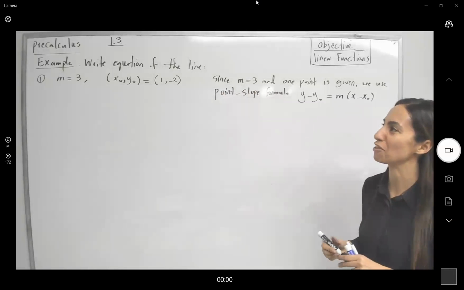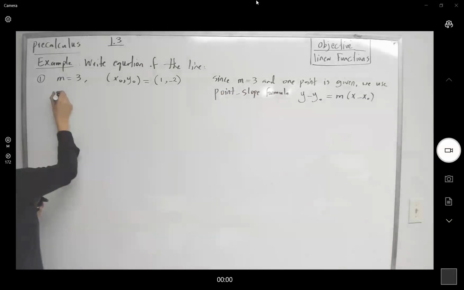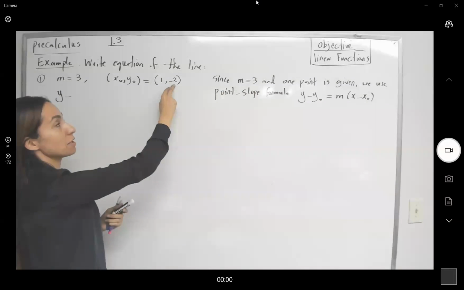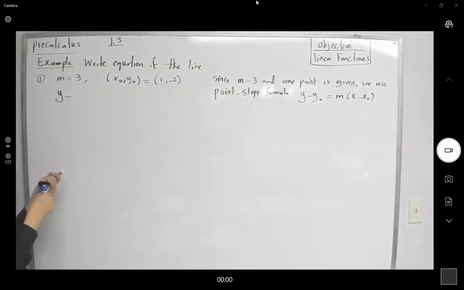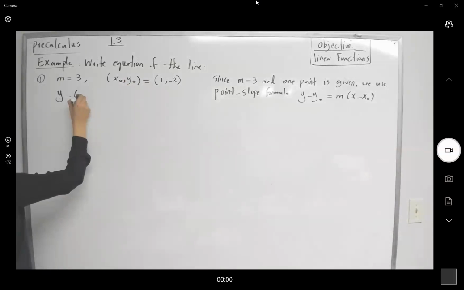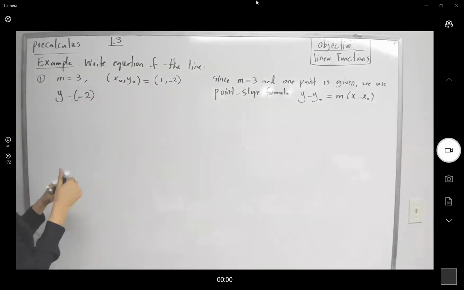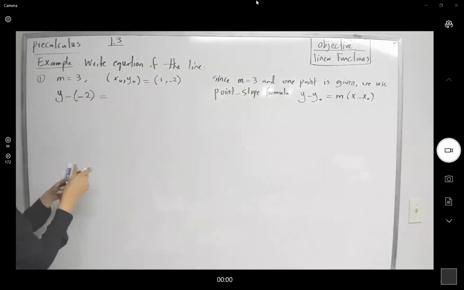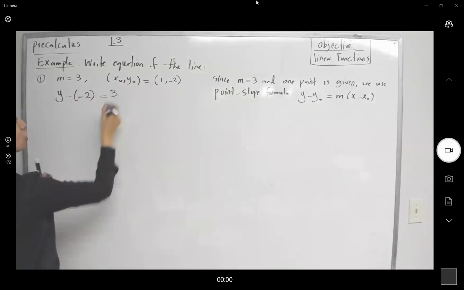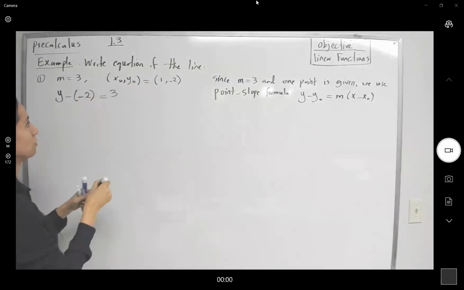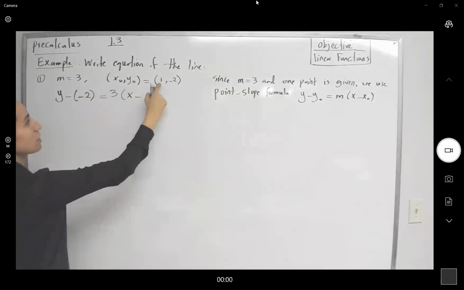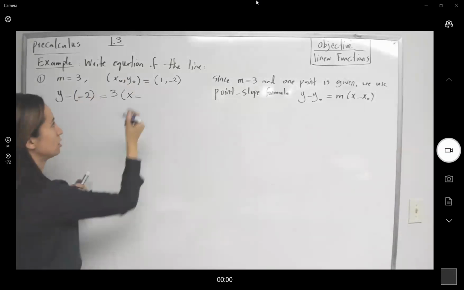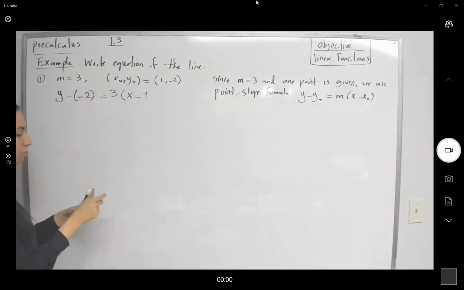Let's substitute everything. So y minus y sub 0. Guys, your y sub 0 is a negative number, so we need parentheses. Y minus y sub 0, -2, equals M. M is 3. Okay. 3 times x minus x sub 0. X minus x sub 0 is just 1. So we don't need any parentheses for 1, just a positive number. I'm going to copy it down here.